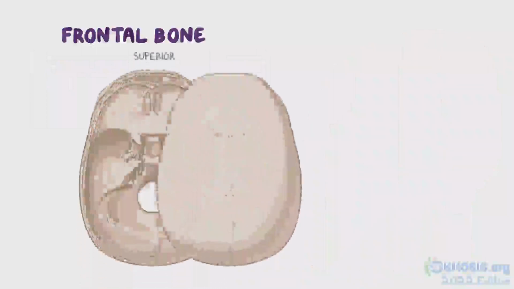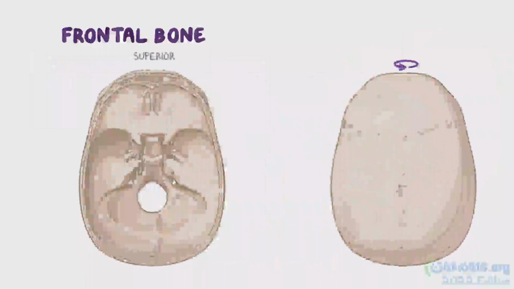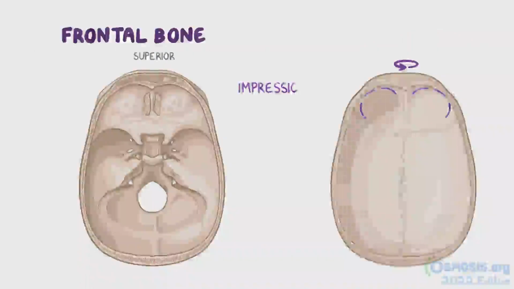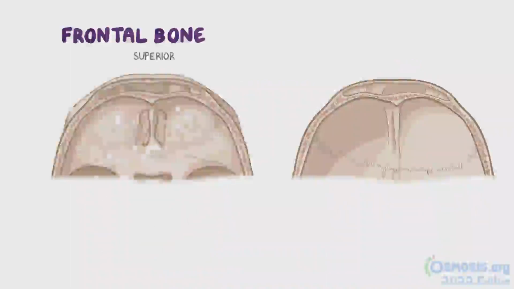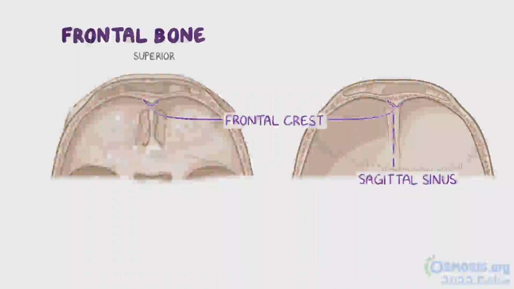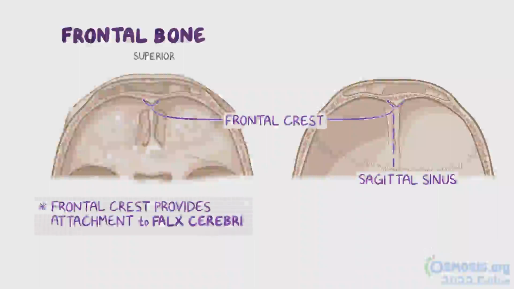Now, seen from the inside of the cranial cavity, the squamous part of the frontal bone presents impressions on its surface that correspond to the frontal lobes. And in the midline, there's the sagittal sinus that ends on the frontal crest. The frontal crest provides attachment to the falx cerebri.